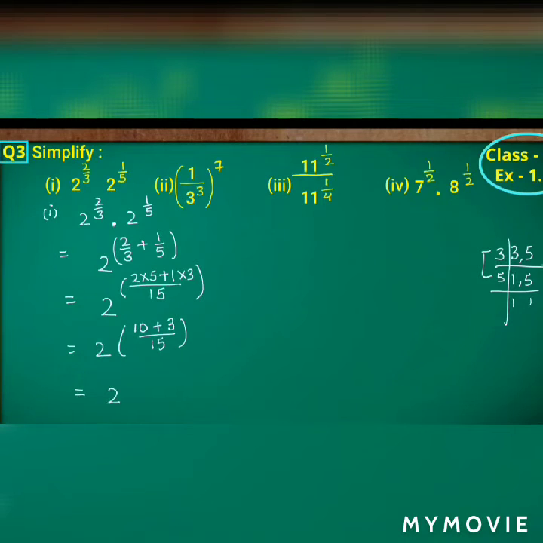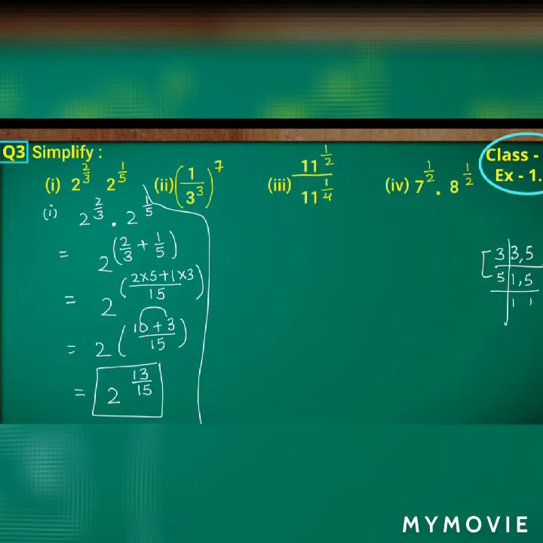So that is 2 power, 10 plus 3 is what? 13 by 15. So we got the single base, isn't it? Before we were having two bases, that is two different bases. Now we got the single base. That is, if you are having the same base, you can add the powers of the same base.